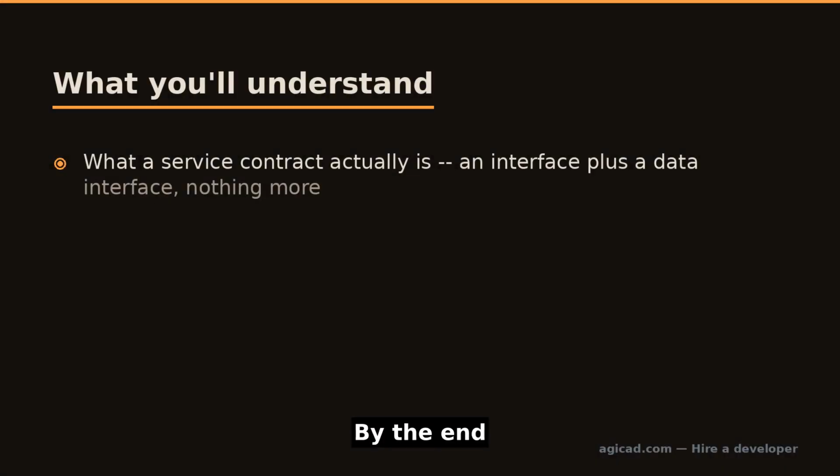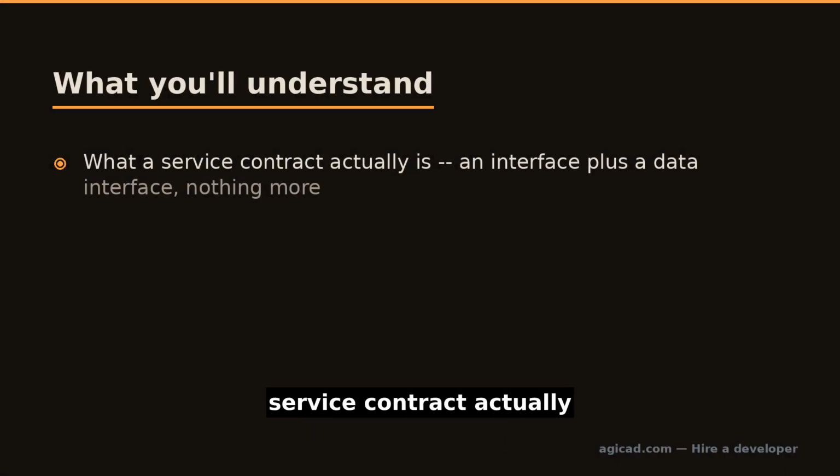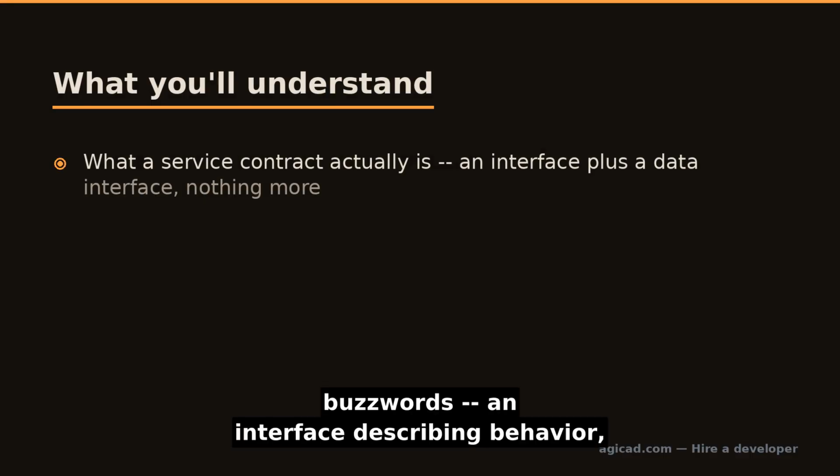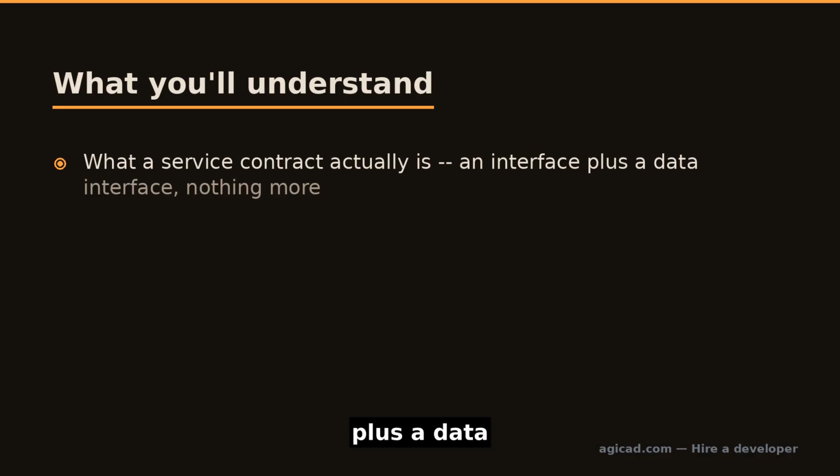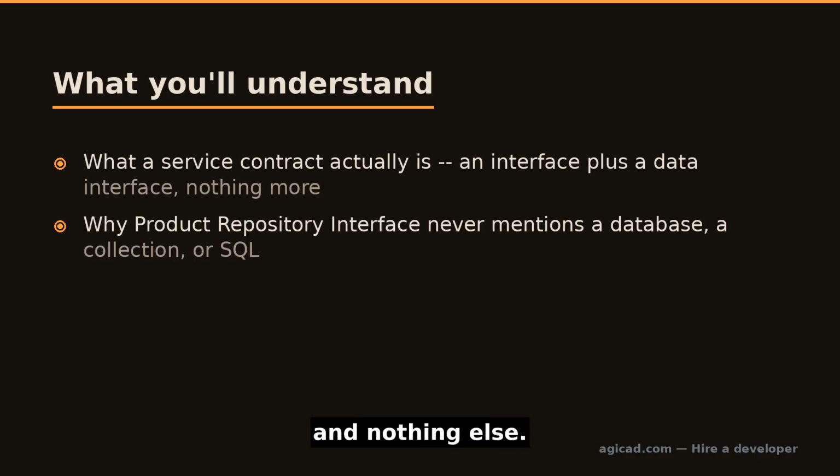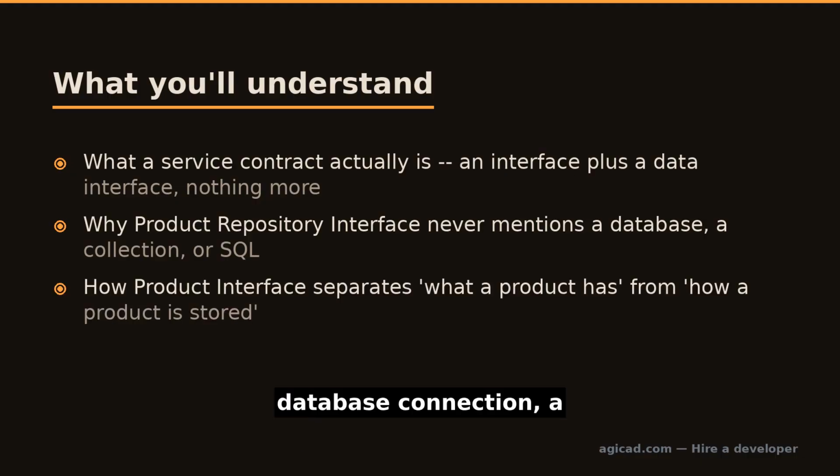By the end of this part, 5 things should click. What a service contract actually is, stripped of buzzwords: an interface describing behavior, plus a data interface describing shape, and nothing else. Why product repository interface, the contract every product saving call goes through, never once mentions a database connection, a collection, or a line of SQL.